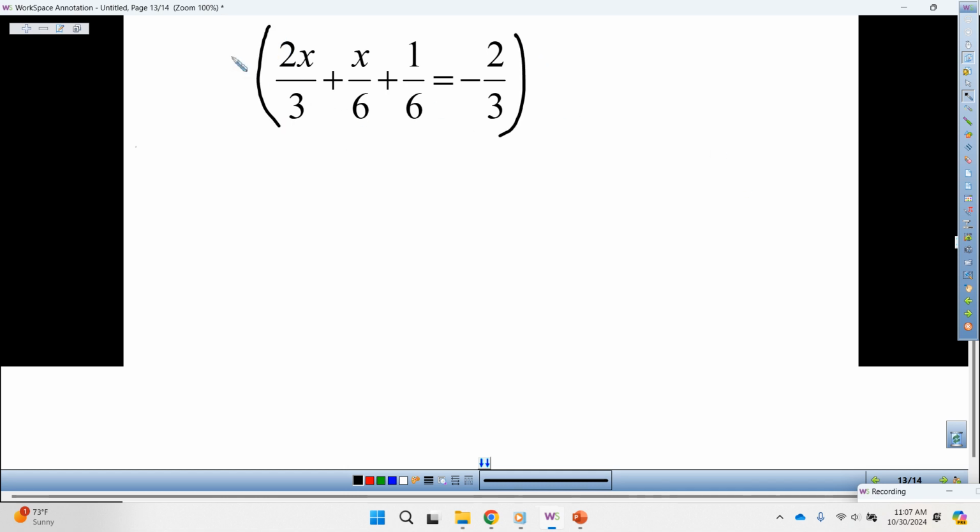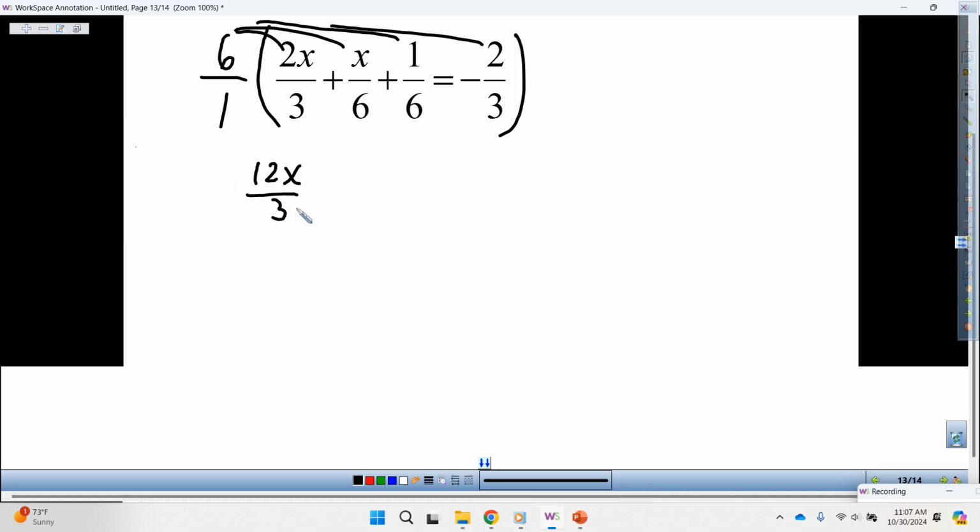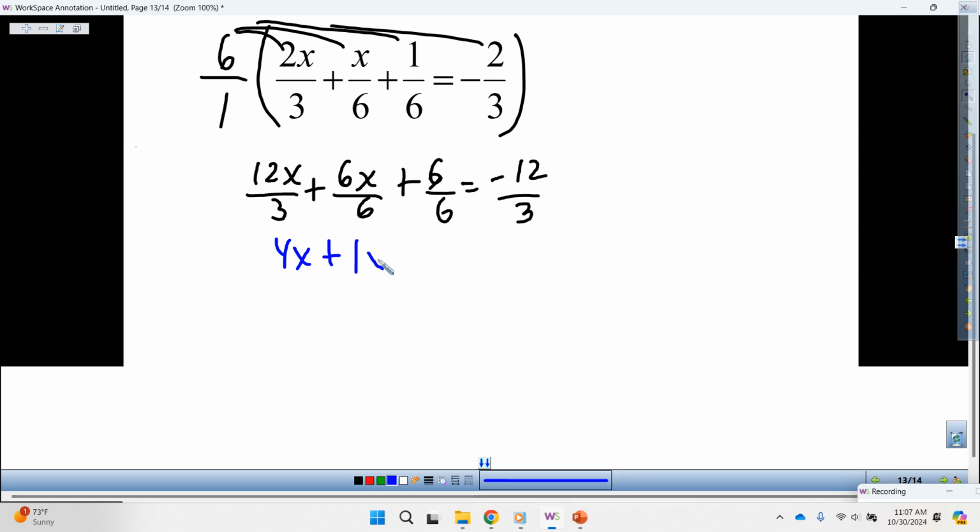Multiply times what, everyone? 6, or 6 over 1. Distribute, distribute, distribute, distribute. That is 12x over 3 plus 6x over 6 plus 6 over 6 equals -12 over 3. From there, we simplify. This becomes 4x, 1x, 1, and -4. So far, so good, yes?